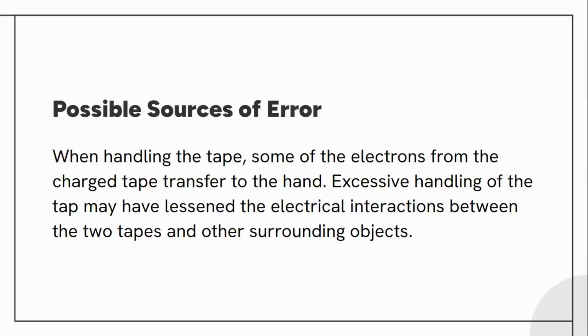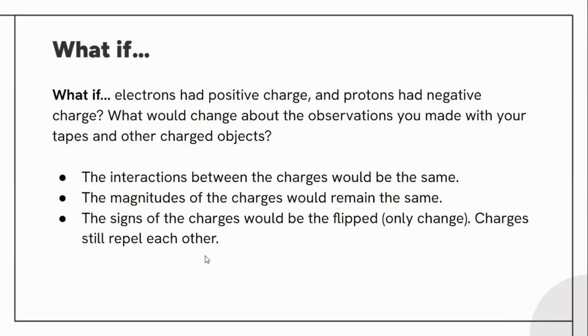Possible sources of error. When handling the tape, some of the electrons from the charged tape transfer to the hand. This may cause fewer electrical interactions to occur and cause the tape to be neutralized. So the separation distance will be less accurate than it would have been if the charges were still of equal magnitude. This is discussed more in the why section of the conclusions.